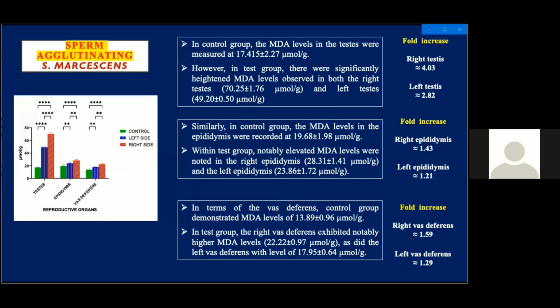Similar results could be seen in case of Serratia marcescens also, where we could find a significant increase in the MDA level in the right side of the organs, maybe testis, maybe epididymis, maybe vas deferens, and there was an increase in the left side also, but it was lesser as compared to the right side. In case of right testis, it was fourfold, in the left testis twofold, whereas in case of epididymis it was 1.43 on the right side and 1.21 on the left side. In case of vas deferens it was 1.59-fold increase, and on the left side it was 1.29-fold increase. So a similar pattern could be seen in case of Serratia marcescens.